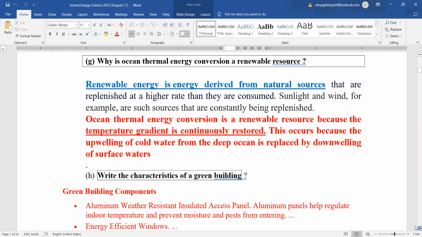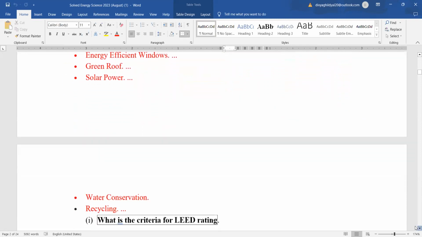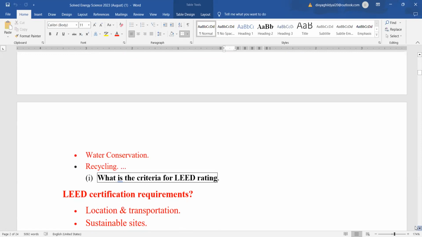Green building. Green building components are energy efficient. They consist of solar panels. They consist of water conservation system. They consist of recycling wastes.